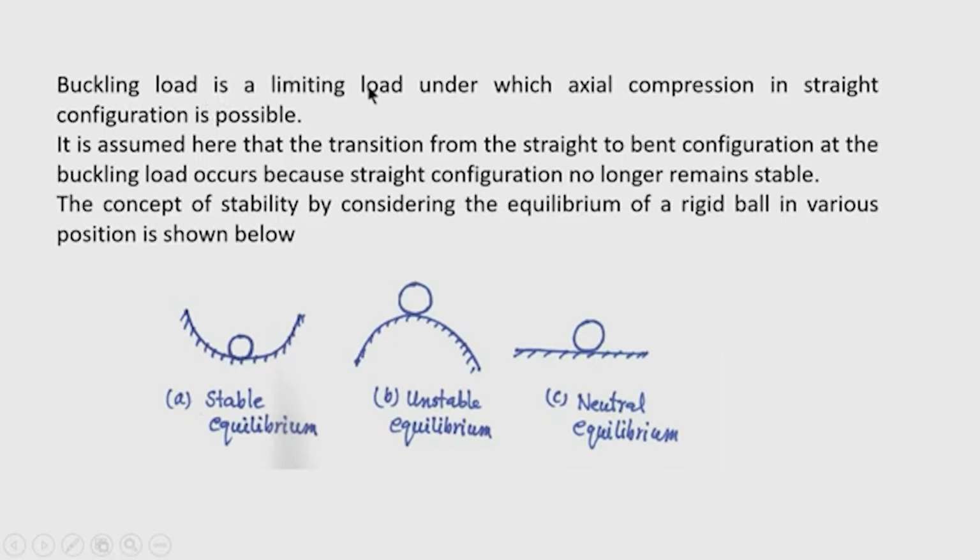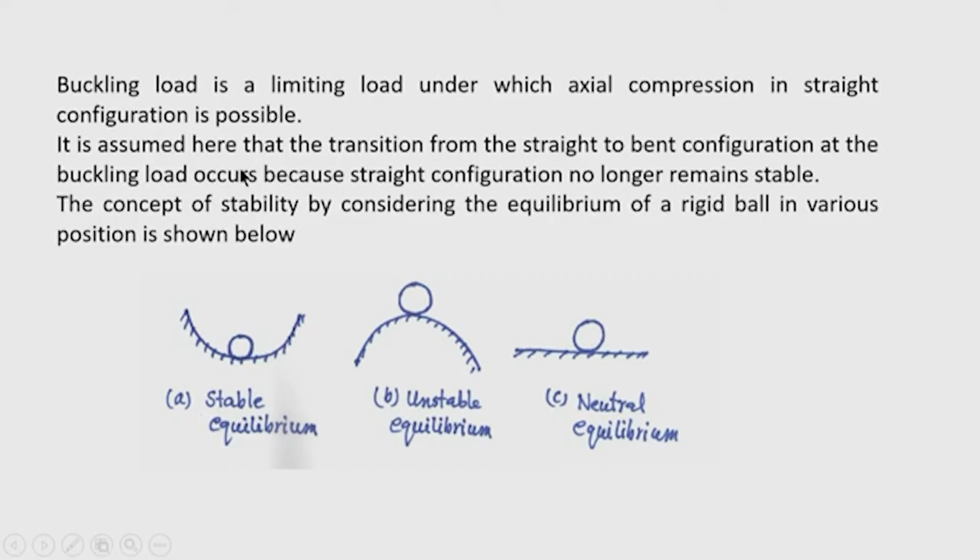Buckling load is the limiting load under which the compression in straight configuration is possible. So, it is a limiting load up to which the members remain straight, and just an increase of load above that or beyond that will lead to an unstable configuration. So, the column will now bend, and this bending will produce the large deflection.